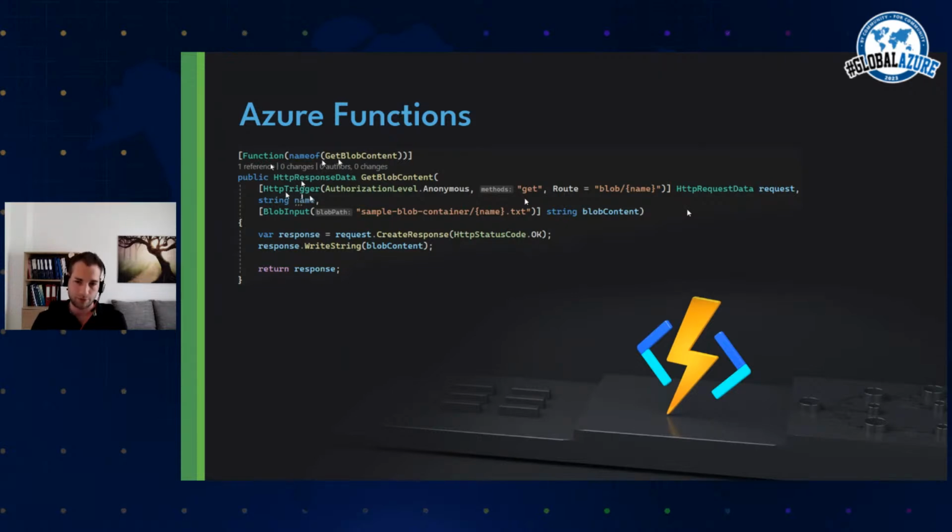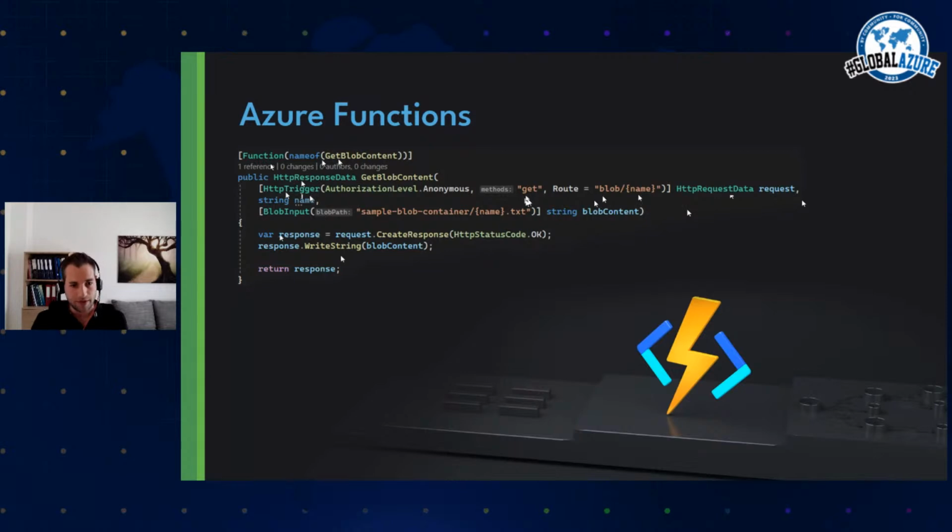We can specify some parameters like which HTTP method should be used, which route this function should be available at. And then we get the HTTP request data as input parameter into our function. We can also use some placeholders in the route, for example, and also inject these as parameters to our function. And one other interesting thing about these functions is that there are bindings available for many other Azure technologies.